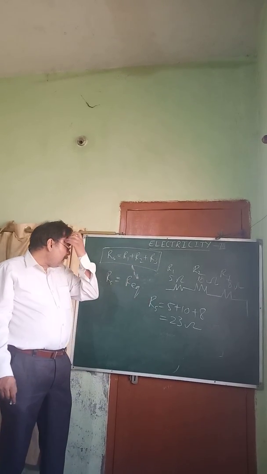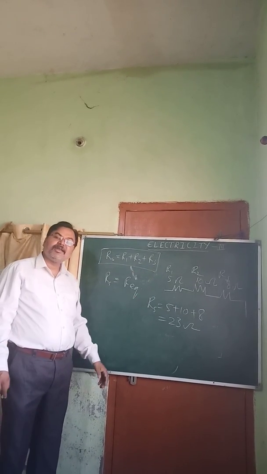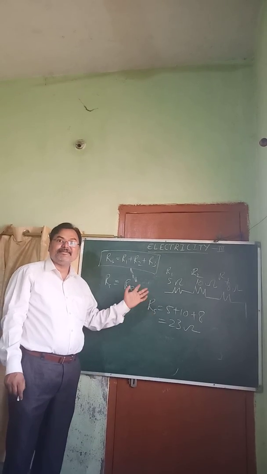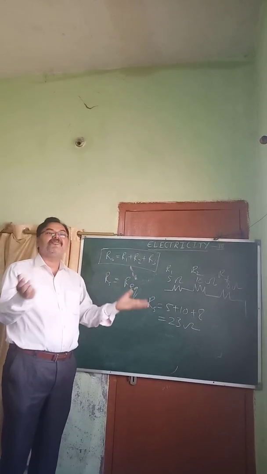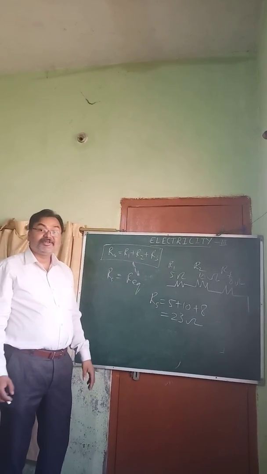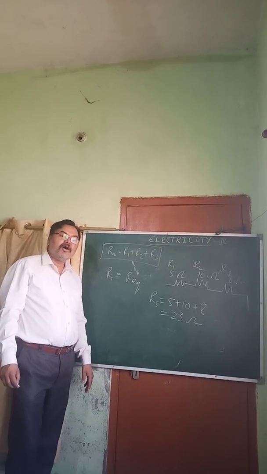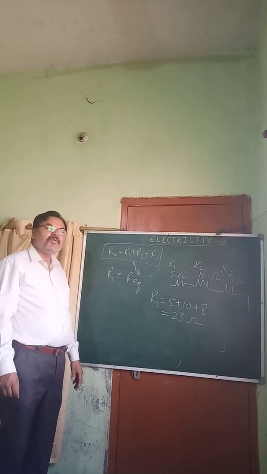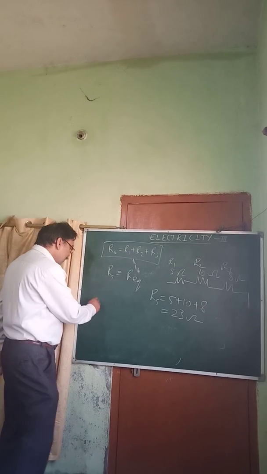So in this way we can calculate the equivalent resistance of any circuit when the resistors are connected in series. This is the formula for that. Simply we have to add the resistors. So it's very easy. And now we have to go to the parallel combination. The next one.